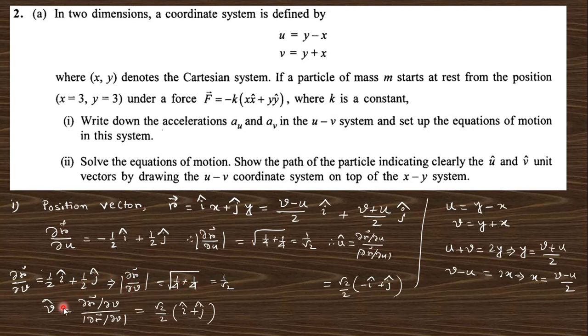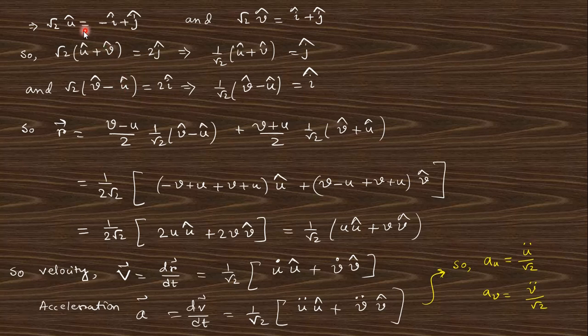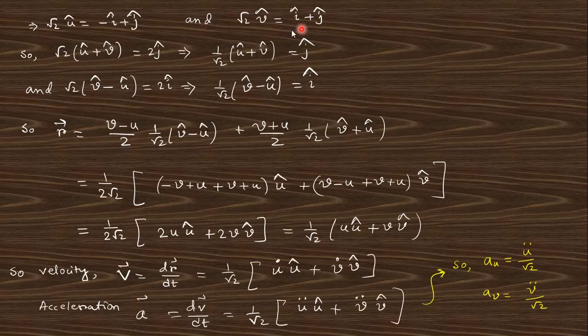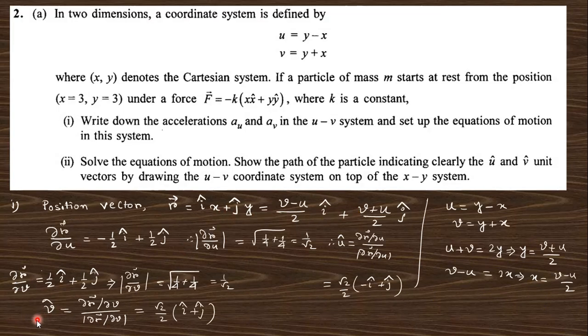Then taking the magnitude you get the unit vector along v cap, and the unit vector along u cap similarly. You get these two values, and after getting them you can rearrange them. This is root 2 u cap equal to this and root 2 v cap equal to this. From here these two cancel out, this gives 1 by root 2, so root 2 will be multiplied with that. So you will get i cap plus j cap and i cap minus j cap. Then if we add and subtract, you get two constants, that is i cap and j cap in terms of u cap and v cap. So put this i cap and j cap in this equation.